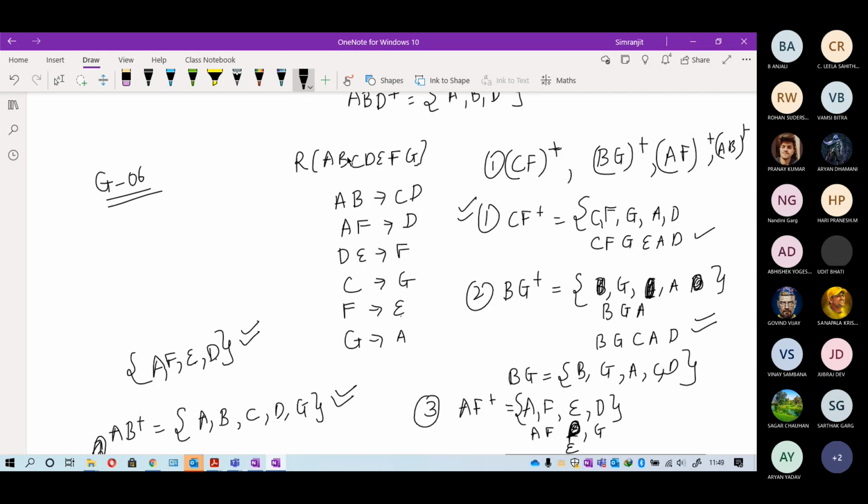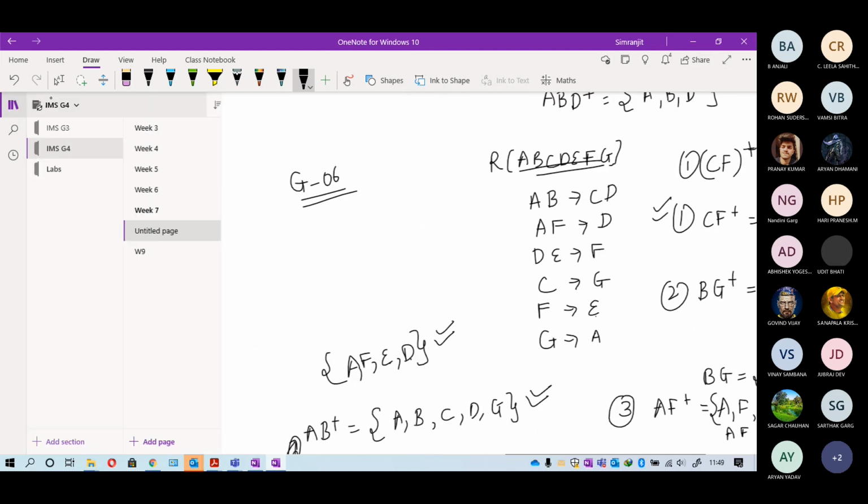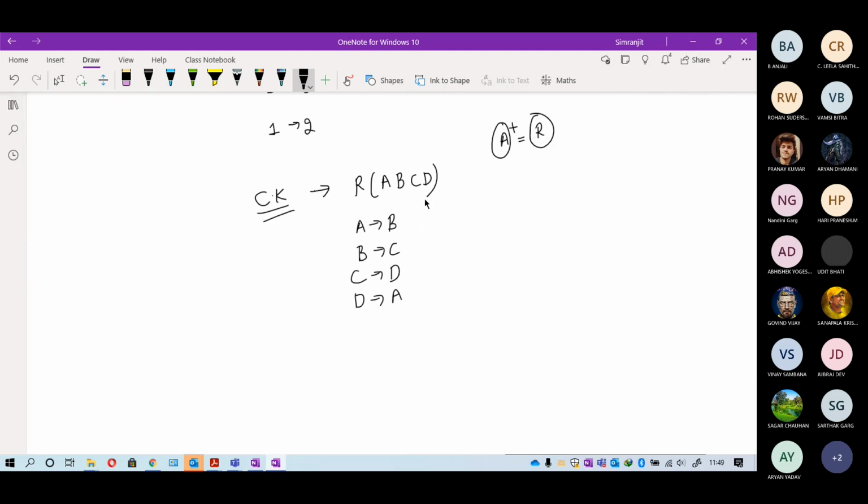If you take the closure of any attribute and it is able to extract out the whole table or whole relation, you can directly say it is a candidate key. There are some exceptions, of course, I'll tell you one by one. To find the candidate key, you have to try out all the possible combinations. There will be one length combination, two length combination, three length combination, and four length combination. The one length combination will be A plus, then B plus, then C plus, and then D plus.